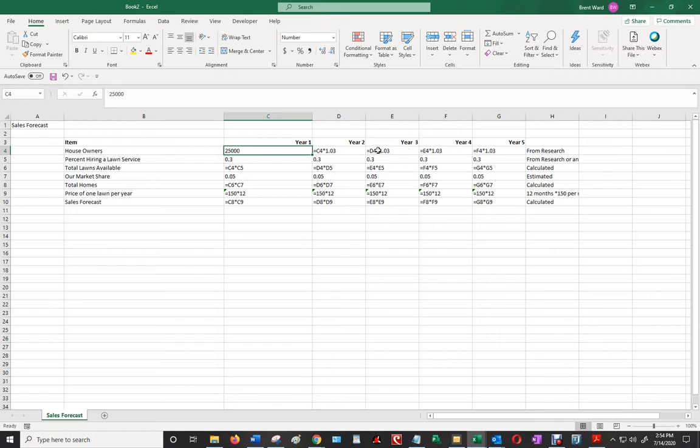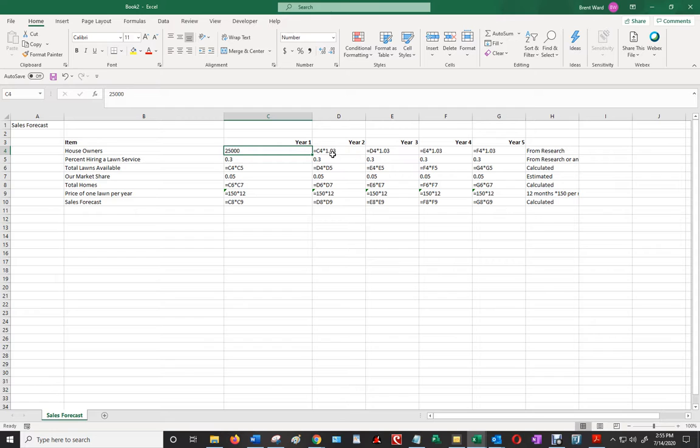That's why I put, from research, that I'm expecting the number of house owners to grow 3%, with new home construction and that sort of thing. Again, you would get this from research or state it as an assumption if you can't really find anything. One thing to remember is that when you can't find data that you need, making reasonable assumptions is okay.